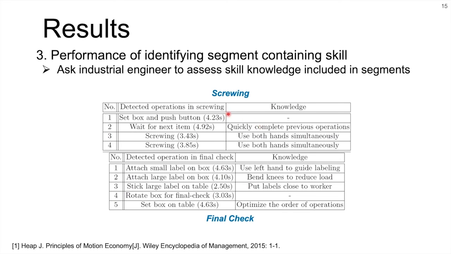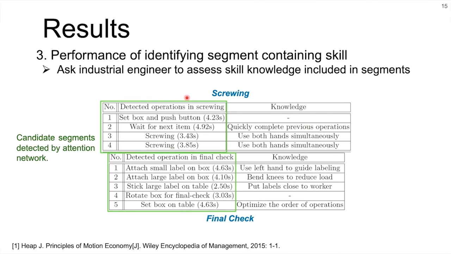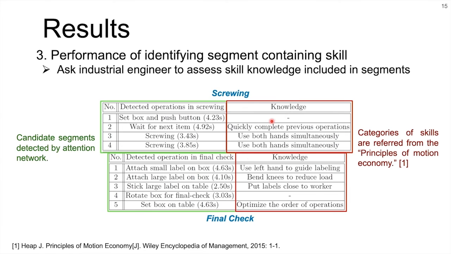Because it's difficult to get the ground truth labels for identifying segments that potentially contain skill, we asked industrial engineers to assess if candidate segments detected by attention actually include skill knowledge. The left side lists the candidate segments detected by our proposed method, and the knowledge referring to the skill was identified by the industrial engineers. The result shows that 7 out of 9 candidate segments include useful knowledge.